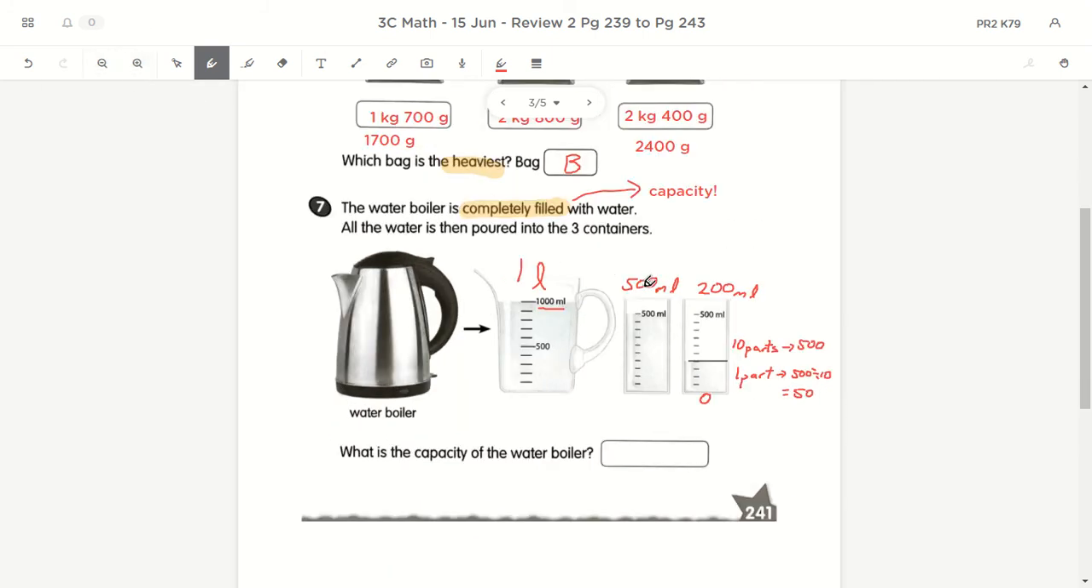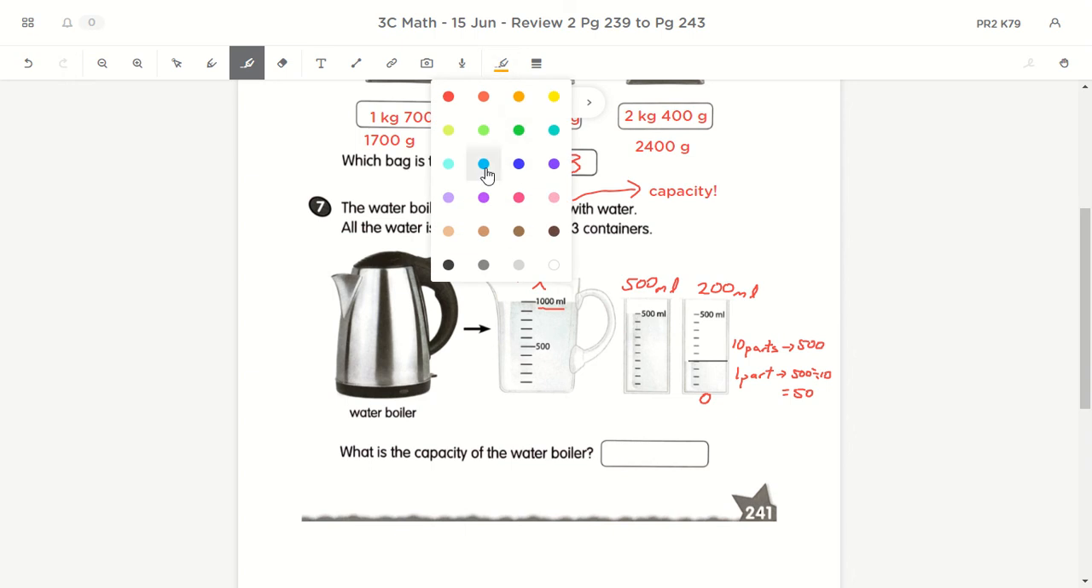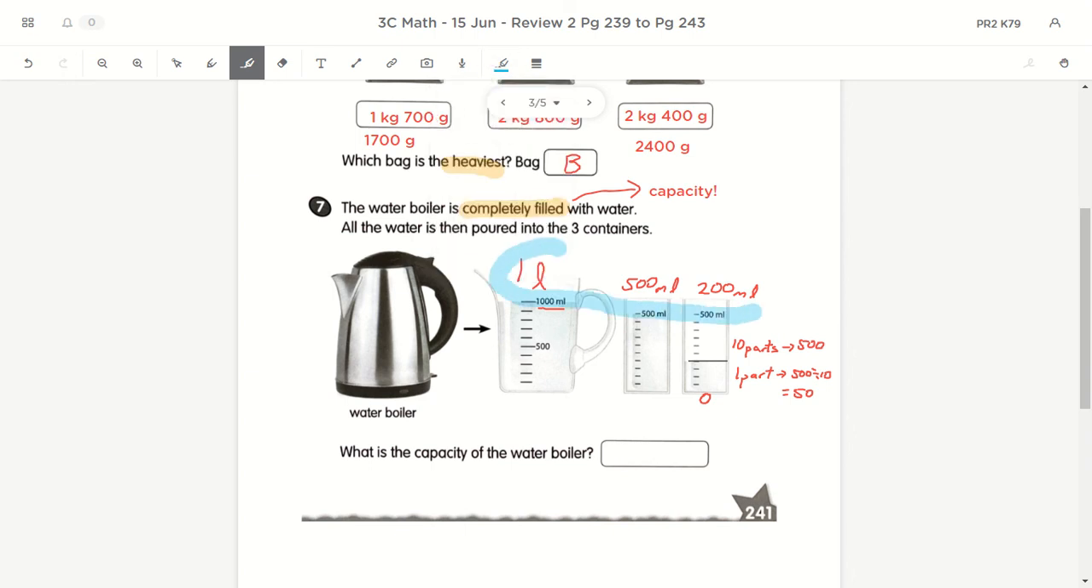So all you need to do is just add all these three together. I'll use a highlighter. All you need to do is to add all these three together. So what you get is 1 liter and 700 milliliters. Otherwise, we can also express it only in milliliters. So it's 1700 milliliters. Either is fine. So it's quite straightforward, nothing too difficult.